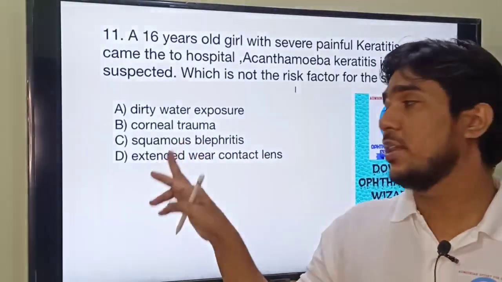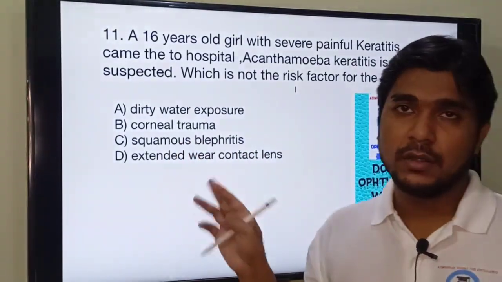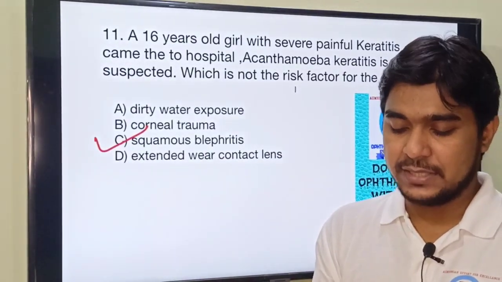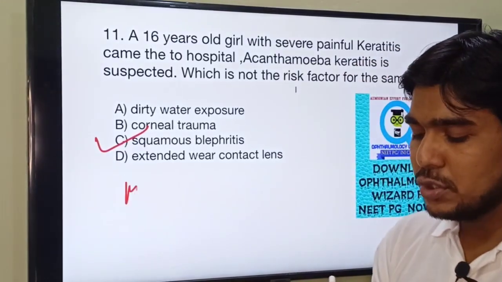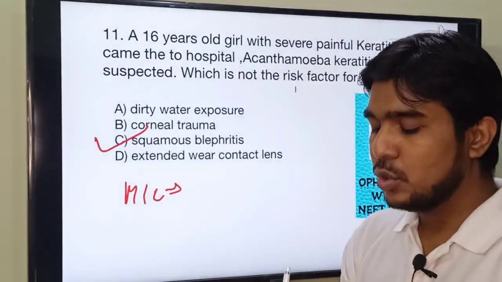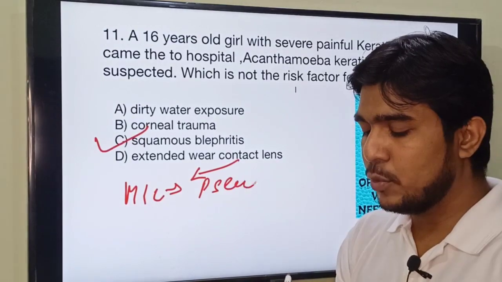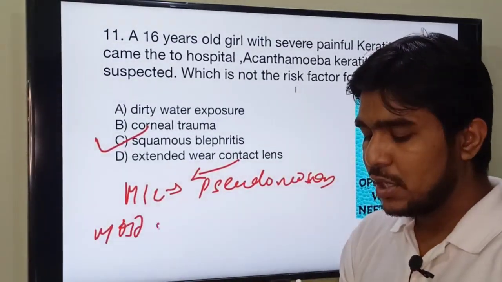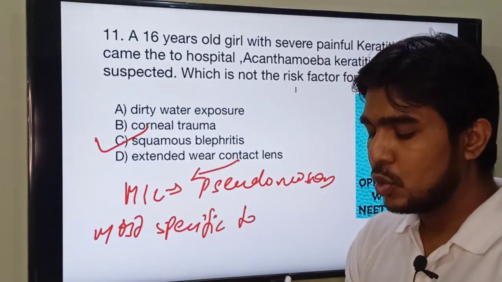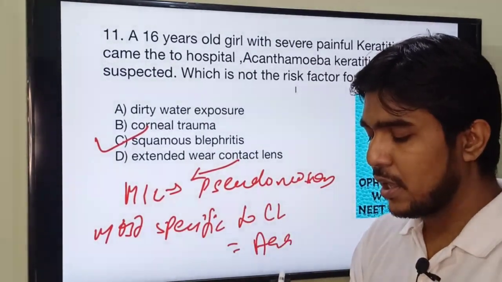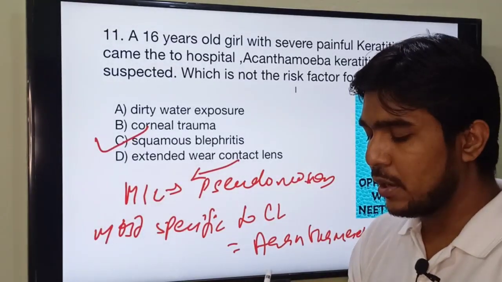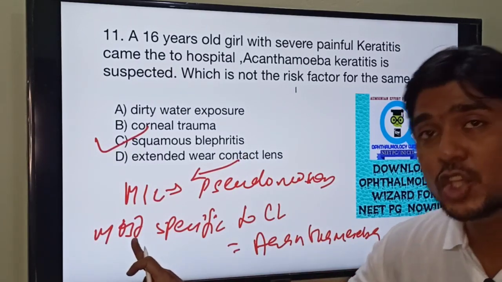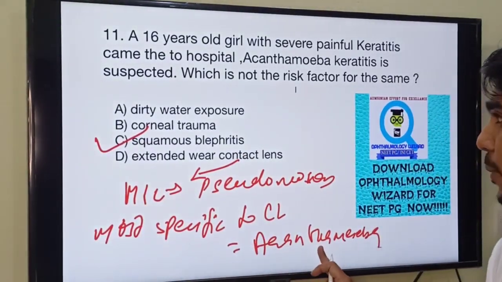So this is not a risk factor. Yes, extended wear contact lens is a very important risk factor. So the answer for this question is squamous blepharitis. Let me tell you two things. The most common association of the contact lens is Pseudomonas, and the most specific to contact lens is Acanthamoeba. So which is the most common disease associated with the contact lens? Pseudomonas. But if they ask you most specific, you have to answer Acanthamoeba.